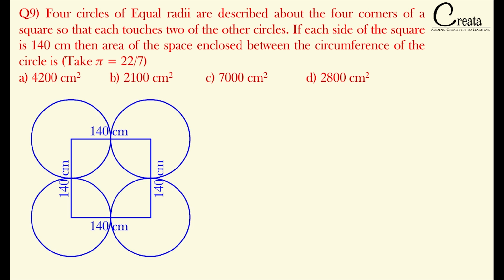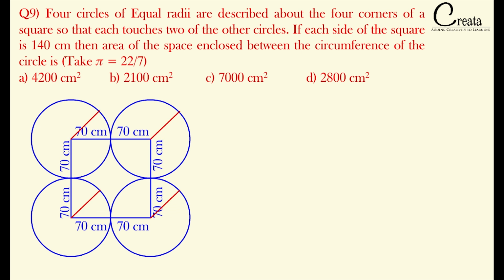From the 4 corners of the square we will form the 4 circles. All these 4 circles have equal radii and are touching each other. It means that all these 4 circles will be touching at the midpoint of the side of the square. The side of the square is 140 cm, so we got all this distance as 140 upon 2, that is 70 cm. That will be the radius of all these 4 circles, so the radius of all these 4 circles is 70 cm.